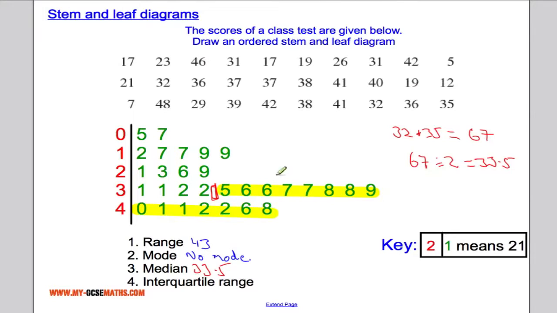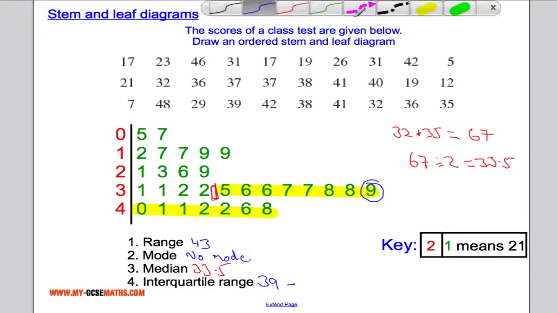Right, so to the right of the median we've got 15 data points, and the middle data point of that set would be the 8th. So counting along, 1, 2, 3, 4, 5, 6, 7, 8. So that's the leaf, that's the stem. So the 39 is the upper quartile, and I'm going to take away the lower quartile, which will be the median of everything to the left of the median.